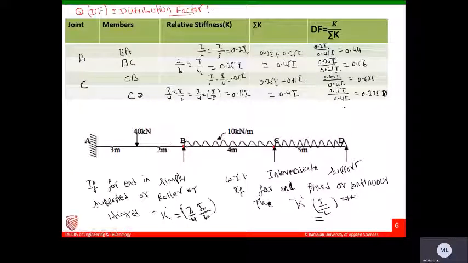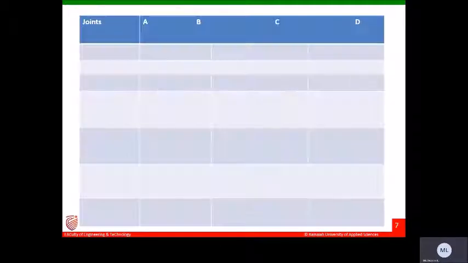So we need to cross check these, please. Let us make sure that the summation of distribution factors at each joint is 1. Each joint is 1, so we need to take care of this. Now the next step is the moment distribution table. So this is called the moment distribution table.